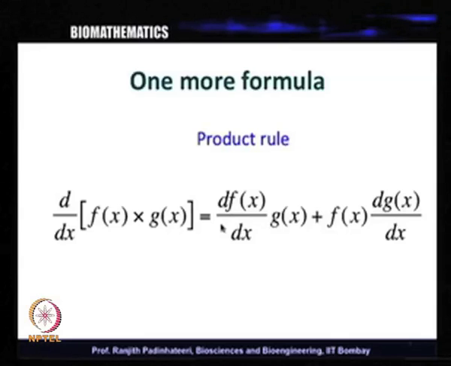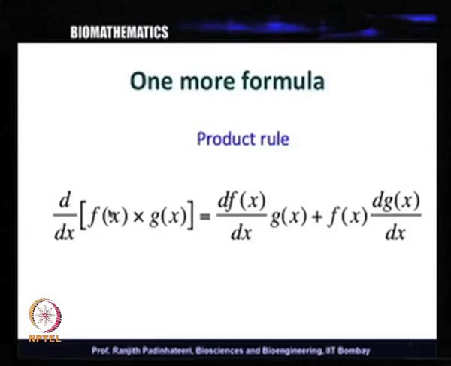When you say product rule, it is a product of two functions. f of x and g of x are two functions, and the product of these two functions is f of x times g of x. If you want to find the derivative of this product, d by dx of f of x times g of x, the idea is very simple. First, find the derivative of f of x and multiply with g of x, and sum it with the derivative of g of x multiplied with f of x.